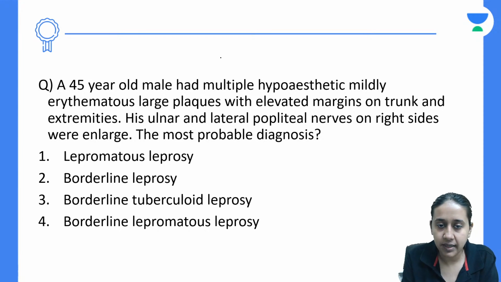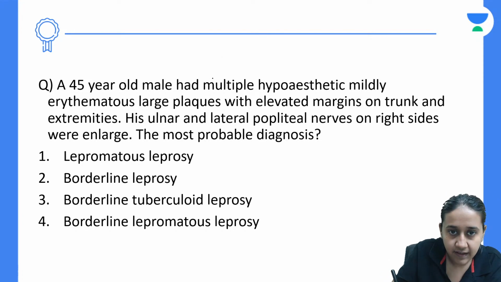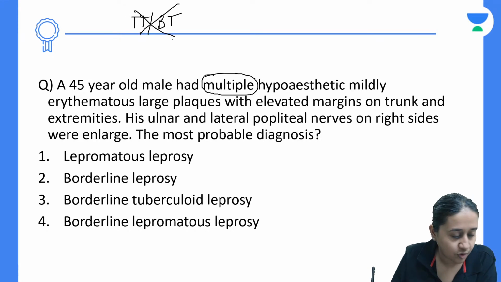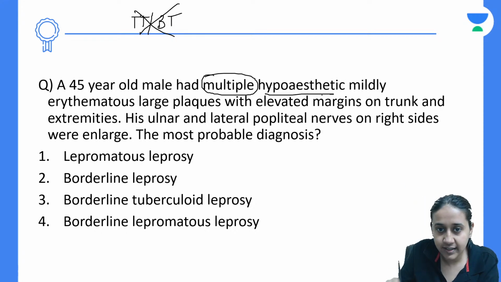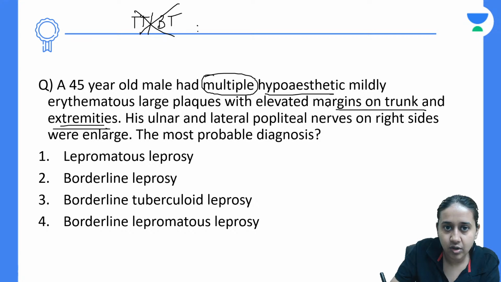A 45-year-old male had multiple hypoaesthetic lesions. So now one thing is clear, that it is multiple. If they are writing multiple, we can easily rule out TT and BT. This cannot be the answer, obviously. For it to be multiple hypoaesthetic, look for the symmetry. It is present on the trunk and extremities. So this is symmetrical distribution. So we can rule out even the BB.